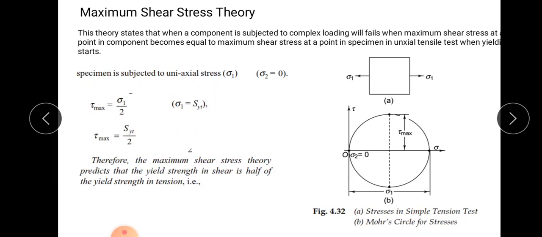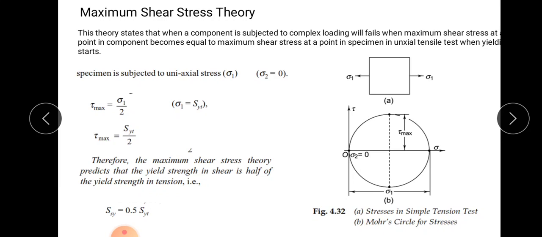So what does this theory have to say? Therefore tau max is equal to SYT upon 2, which means the maximum shear stress theory predicts that the yield strength in shear will be half of the yield strength in tension. SSY is nothing but the yield strength in shear. In shear, what will be the yield strength? That will be equal to half of the SYT, that is SSY is equal to 0.5 times SYT. This is what this theory has to say.